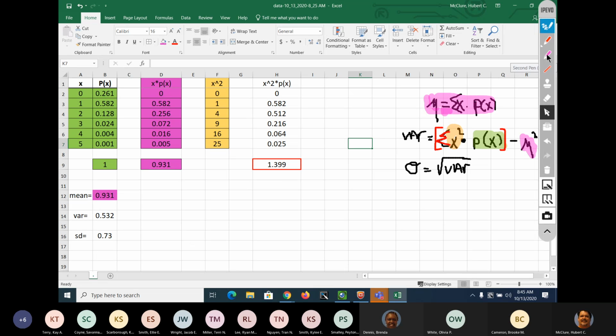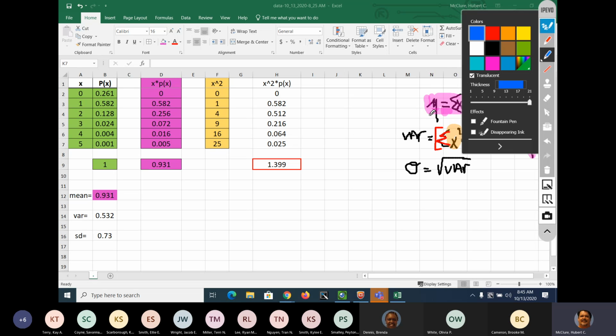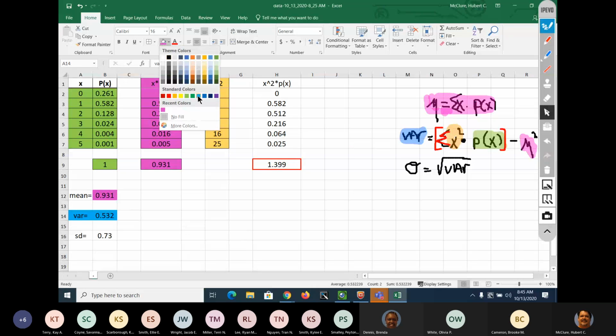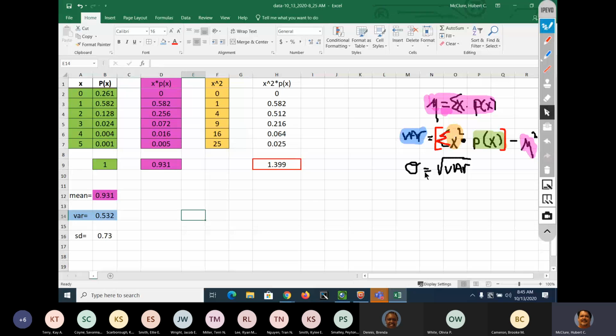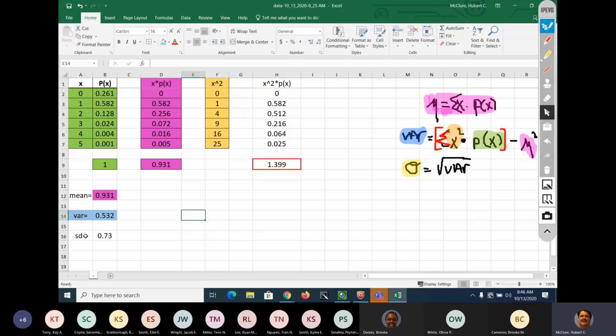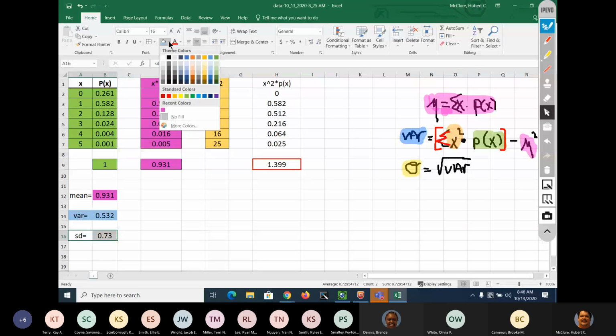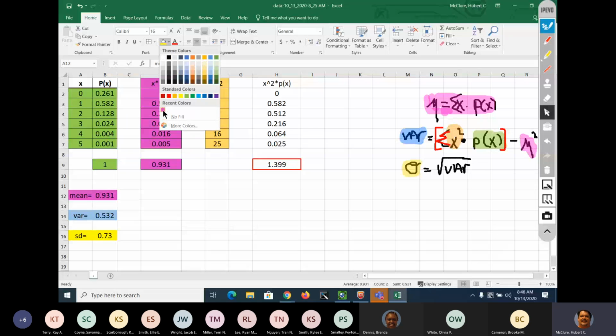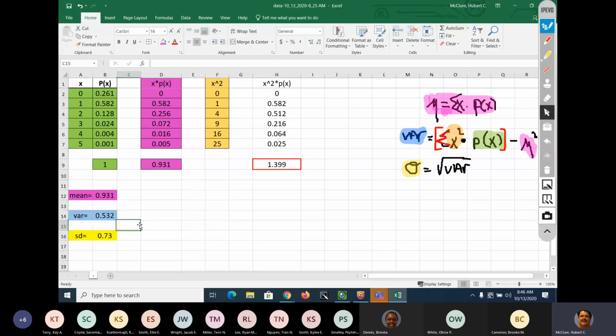If you want to use a color for the variance, we'll use blue. So the color of the variance, that's right here. And then the standard deviation, we'll color it yellow, and that is right here. Those are the 3 things you need to be able to do for 6.1.